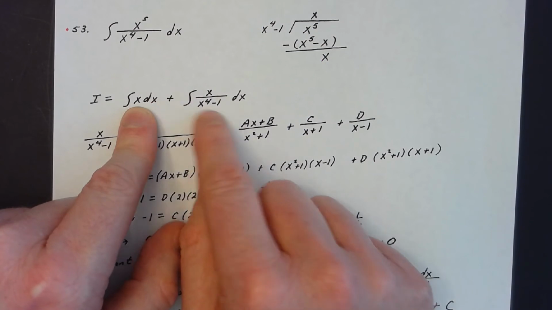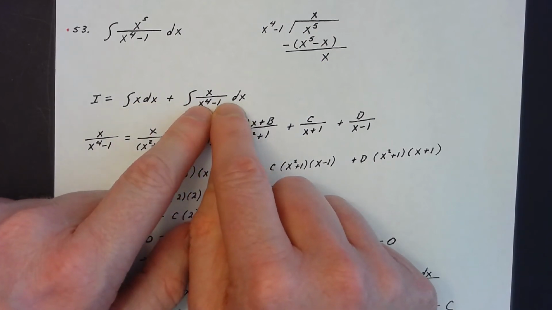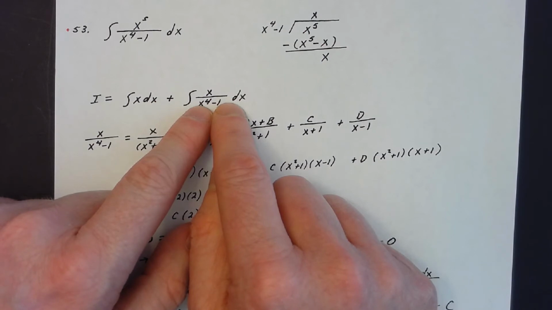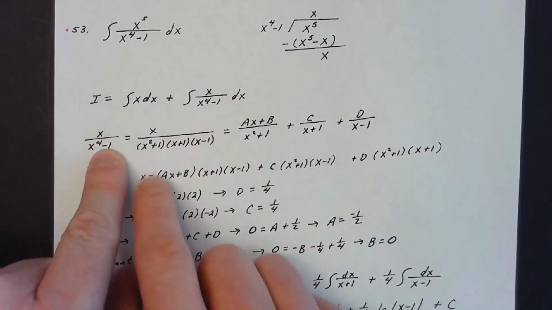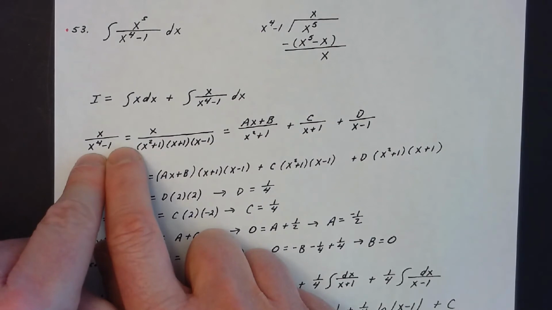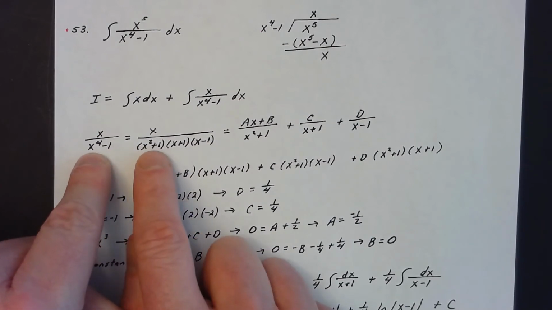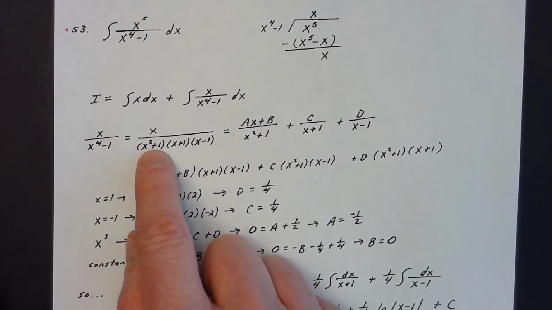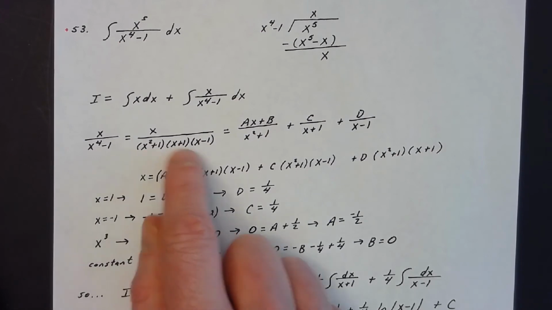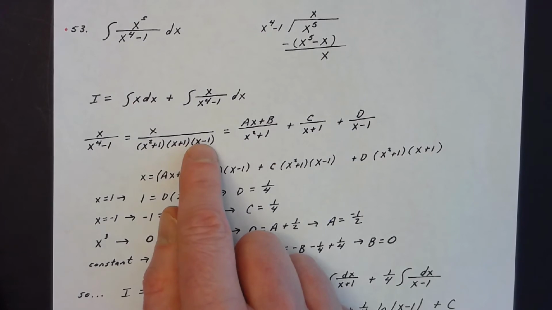Now, this second one, as soon as I see that x to the 4th minus 1, I can see that this can be factored really nicely. That's what I did right here. I said x over x to the 4th minus 1. X to the 4th minus 1 is a difference of two squares. You'd say x squared plus 1 and x squared minus 1. But x squared minus 1 further factors to x plus 1, x minus 1.